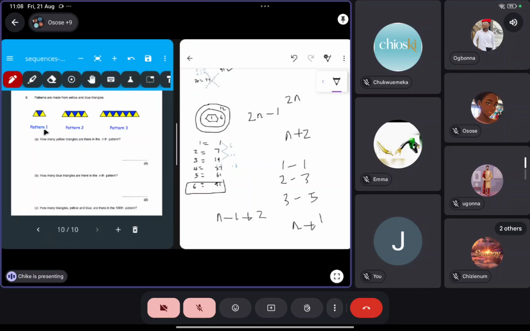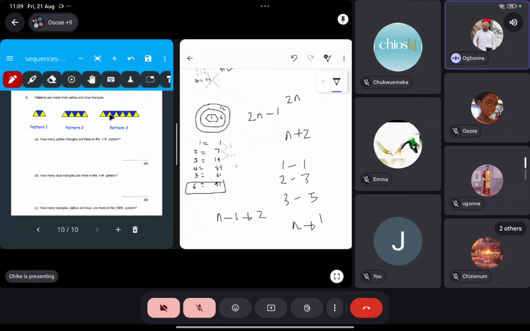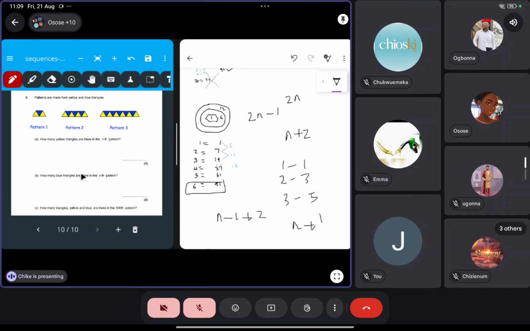Now, if you look at pattern 1, for the blue, sorry. 2 times 1 is 2, minus 1 is 1 blue pattern. Pattern 2, 2 times 2 is 4, minus 1 is 3 blue patterns. Pattern 3, 2 times 3 is 6, minus 1 is 5 blue patterns. Does that work? Yes, sir. All right, so that's the nth pattern for blue, 2n minus 1.